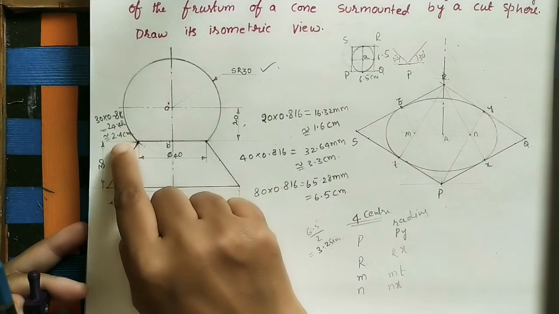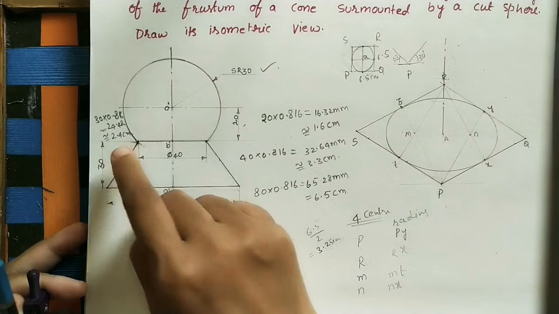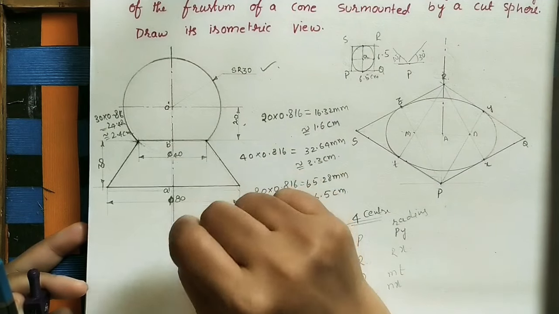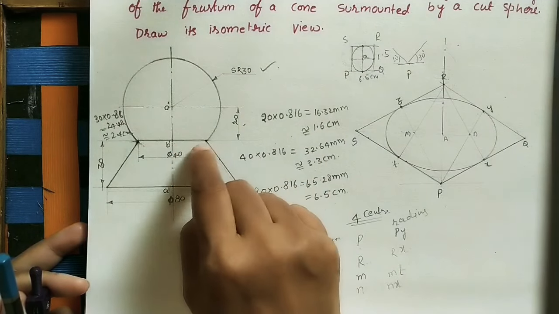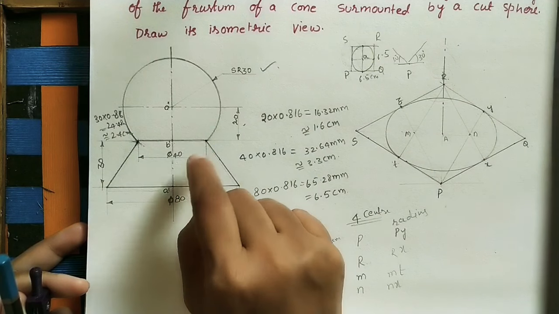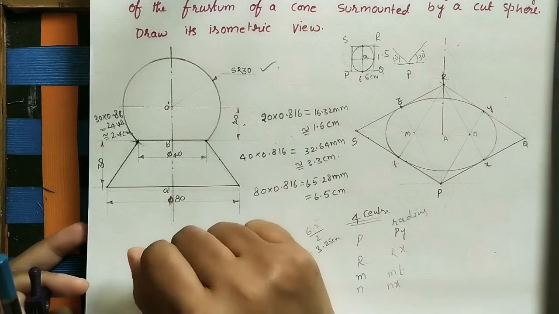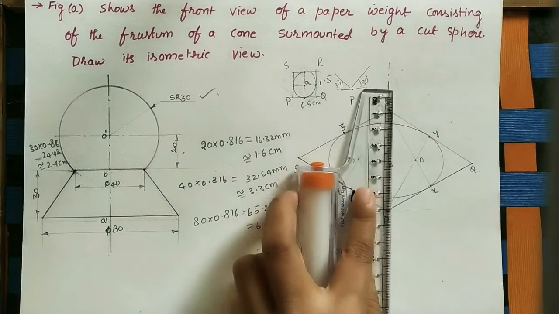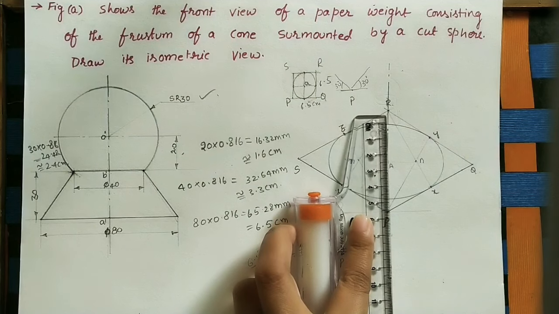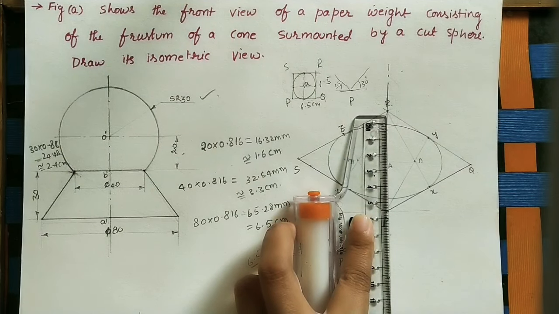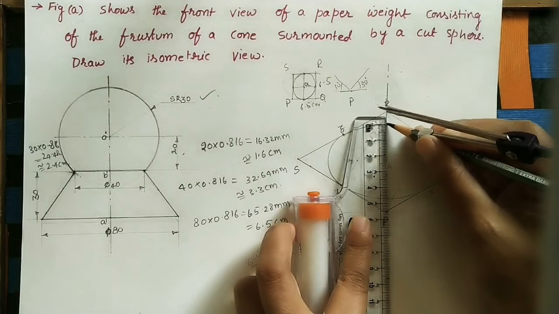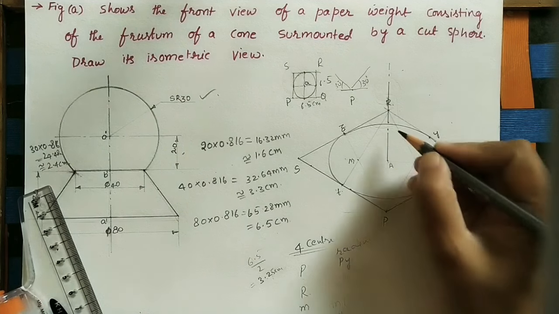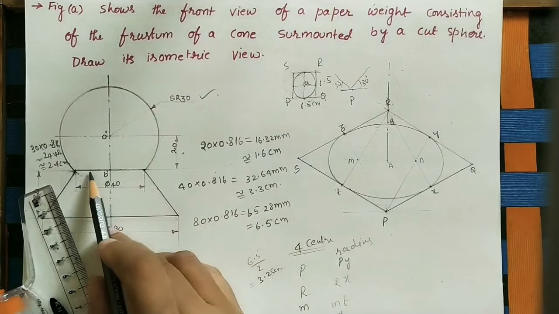Okay, 30 mm: we are taking 2.4 cm as the reduced length. So from A, take 2.4 cm. Mark B dash. It is the center of this top circle of the frustum of a cone. Mark the center B dash at this height. 30 means 2.4 cm on the axis line. So here we will get this point, capital B. This is the center of this top circular one.